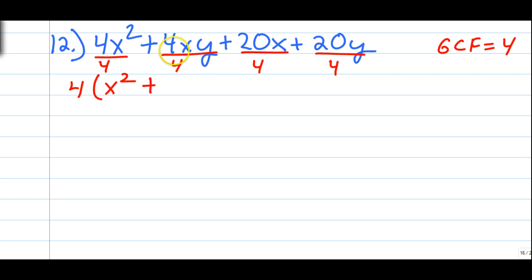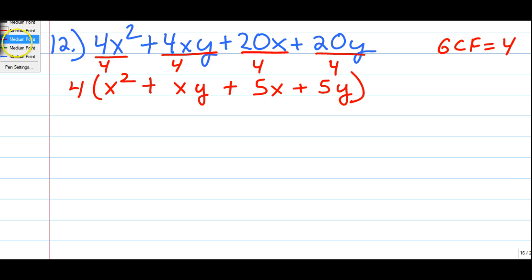Plus, again, a 4 into a 4 goes to a 1. So we just carry down the xy. Plus 4 into 20 to create a 5x. And then 4 into 20y to create a 5y.